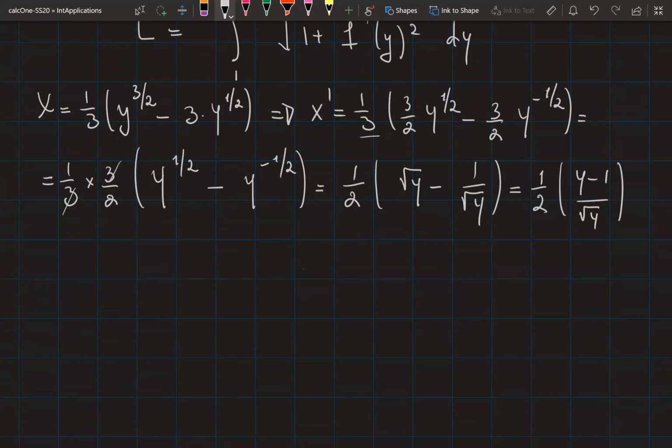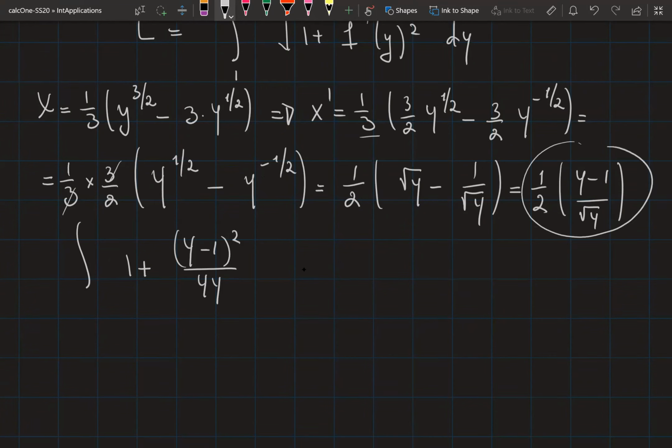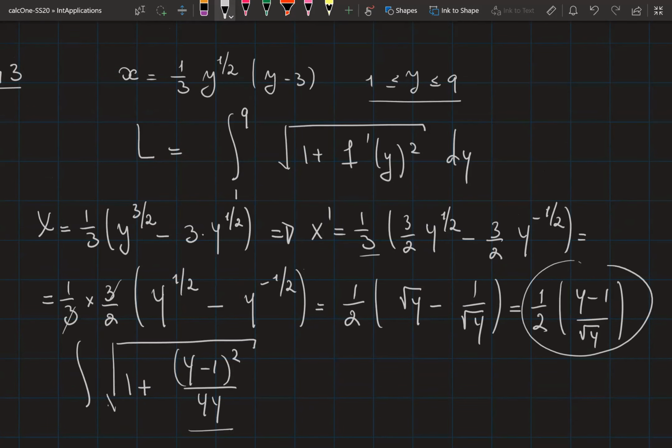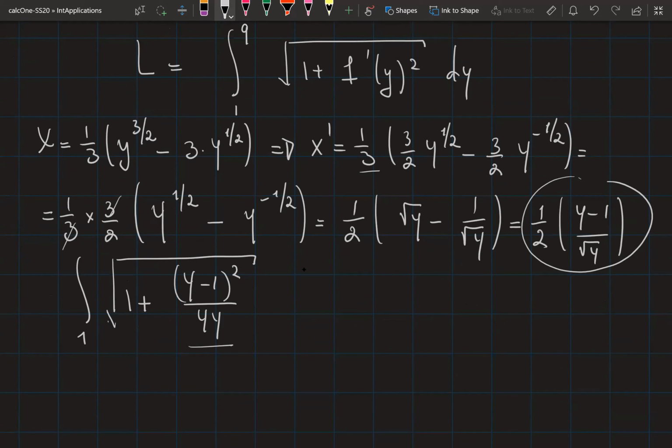And what we have to do is integrate this, right? I mean 1 plus its derivative squared. So this squared is going to be y minus 1 squared divided by 4y, right? So its square is equal to this term. We need to take the square root, and we still have to integrate this from 1 to 9, right? If you remember, the borders were from 1 to 9.